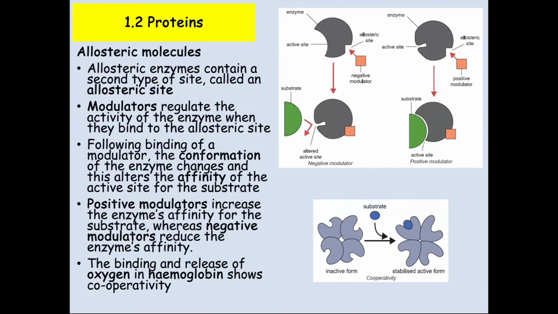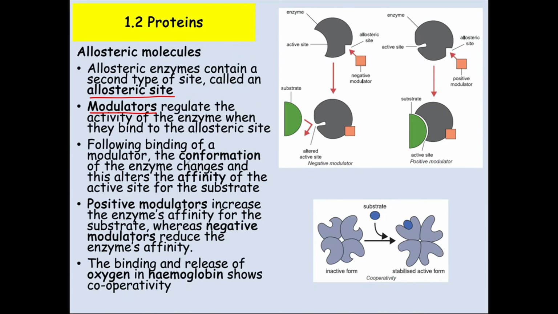Allosteric enzymes contain a secondary site. This is called an allosteric site. Now, you'll be familiar with the concept of this again from your look at non-competitive inhibitors at Higher. Non-competitive inhibitors bound away from the active site. In Advanced Higher, we give that site a name, and we're saying it's called an allosteric site. And we can see it on this diagram here, the allosteric site, which is away from the active site. Now, modulators are molecules which regulate the activity of the enzyme when they bind to the allosteric site. So, non-competitive inhibitors are an example of a modulator.